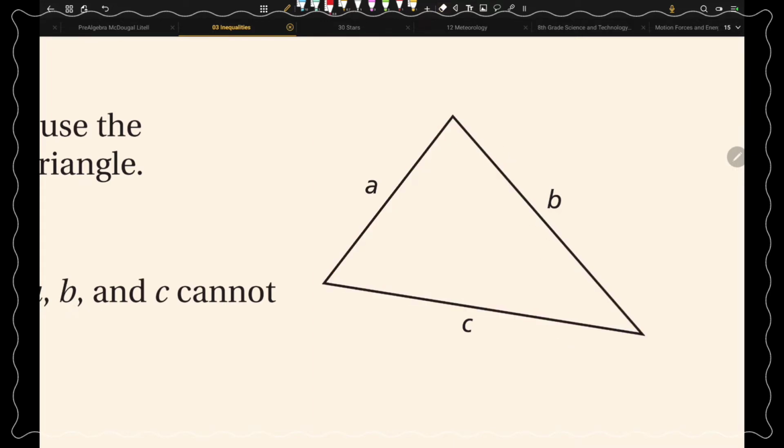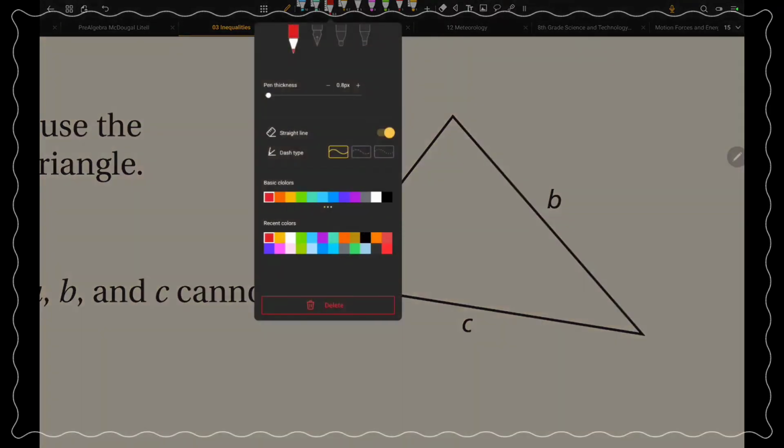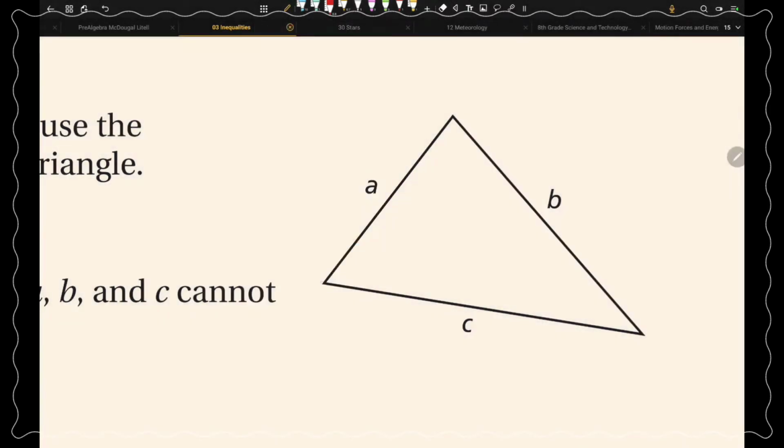Also, if you did it differently, if you took the length of A and then added that to the length of C, that's always going to be longer than the length of just B. Similarly, if you take B, add it to C, it's going to be longer than just A on its own.